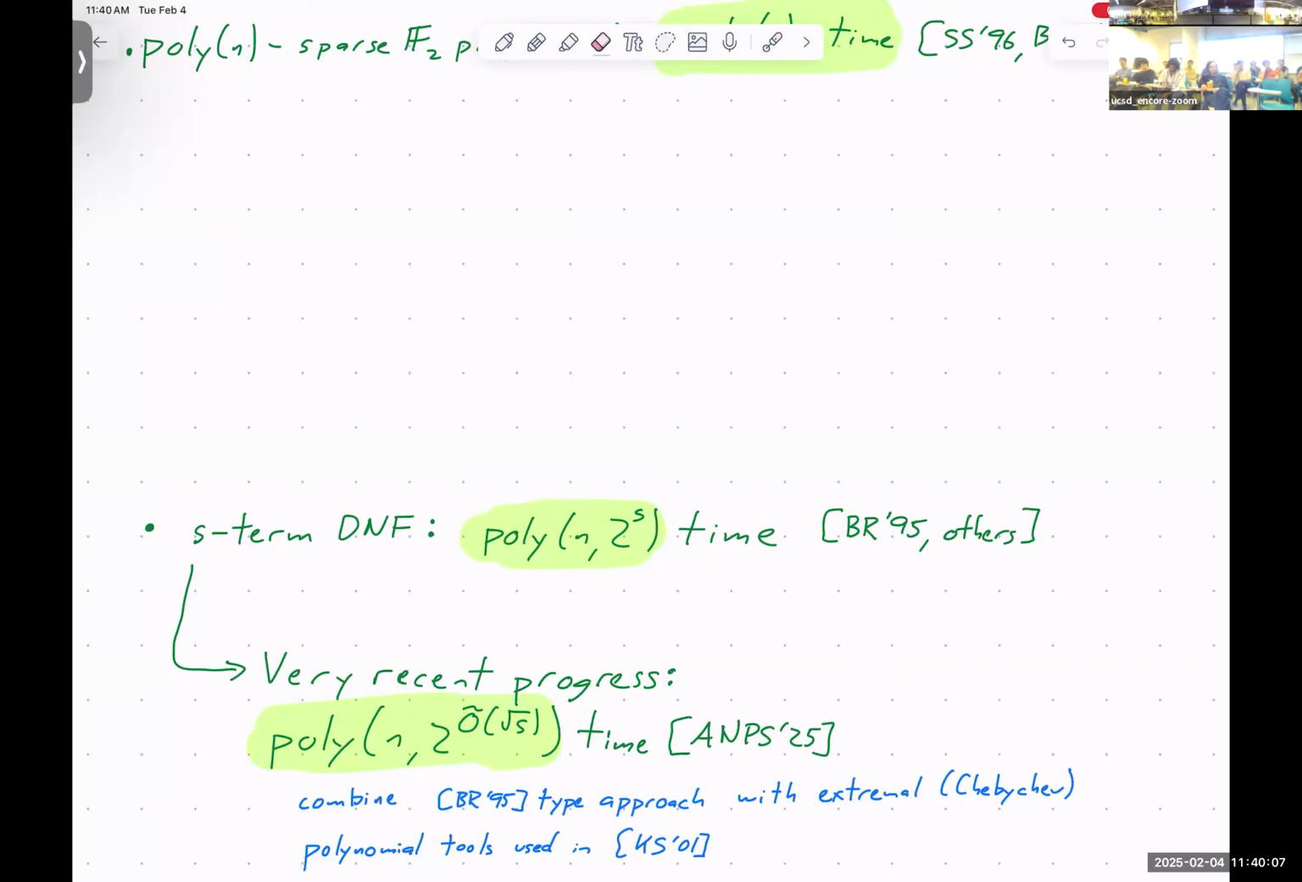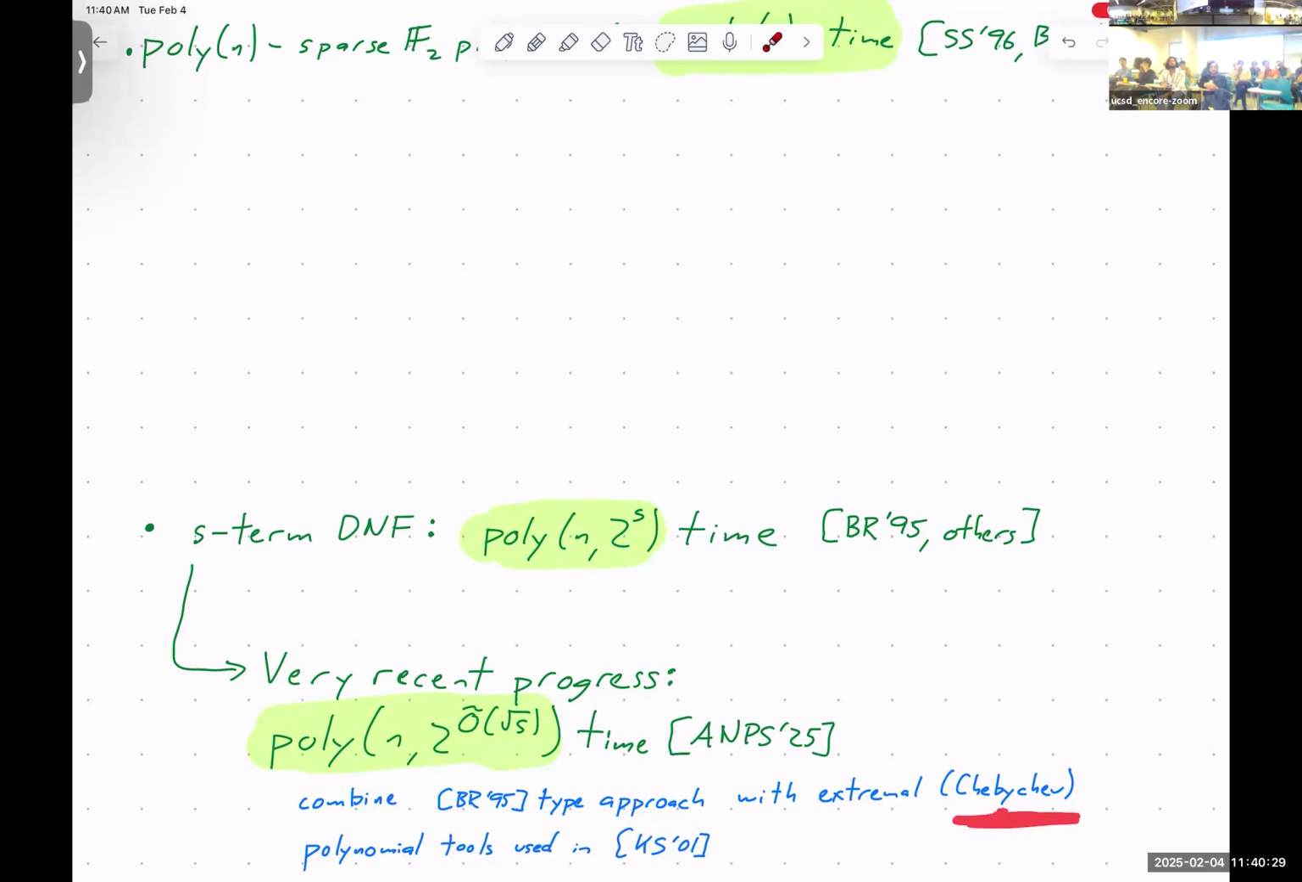You can get it to be polynomial in n and 2 to the square root s time. This is joint work with Josh Ullman, Shubham Nampally, and Shalom Patel. Basically, you combine these, what we call ad hoc approaches, of coming up with new features, with some of the technology which was used to get the 2 to the n to the 1/3 time DNF learning.